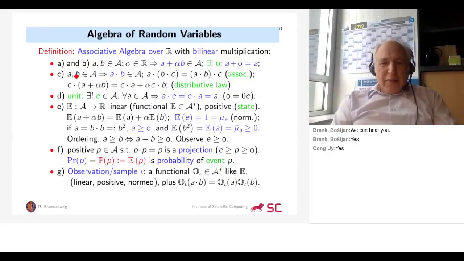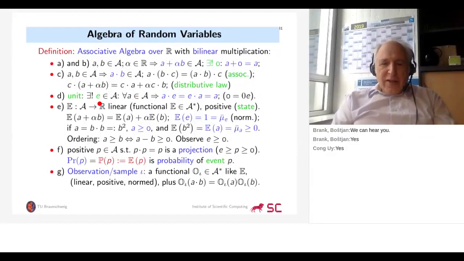C, being an algebra, means that if you have two random variables, there's a kind of multiplication, which I denote with this dot here. And we want it to be an associative algebra. So the associative law has to be true: A times the product of B, C is the same as the product of AB times C. And we want this to be a bilinear multiplication, which means the distributive law holds. These are all things you know from numbers.